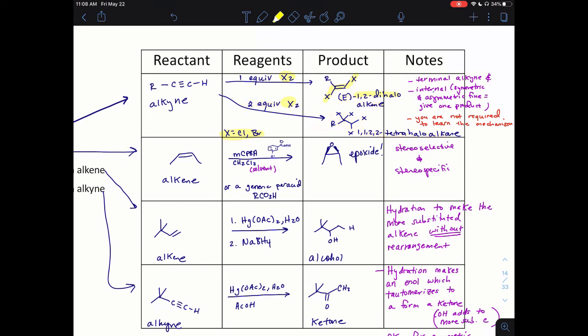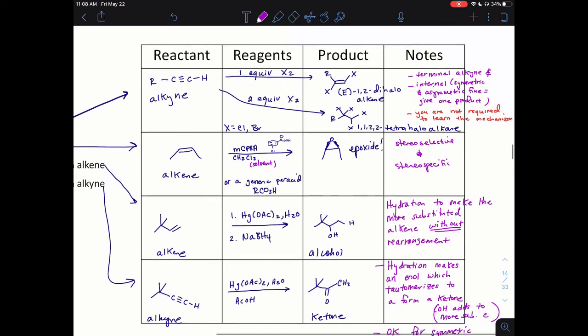I will not require you to know the mechanism for this reaction, but it's similar to alkenes. I will point out that terminal alkynes as well as internal, both asymmetric and symmetric, are fine. They will just give one product. Convince yourself of that if you need to do so.